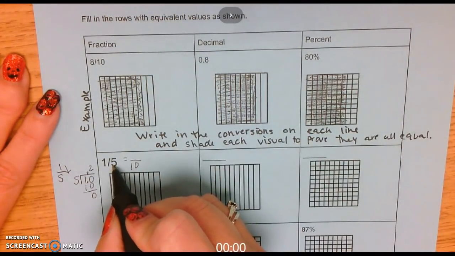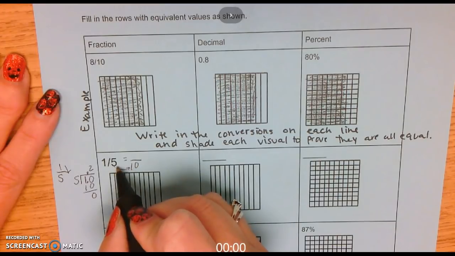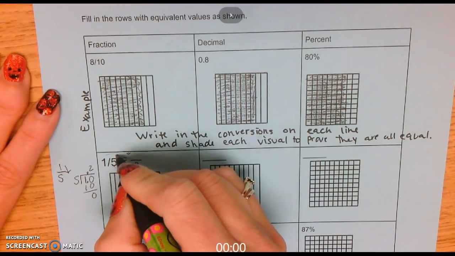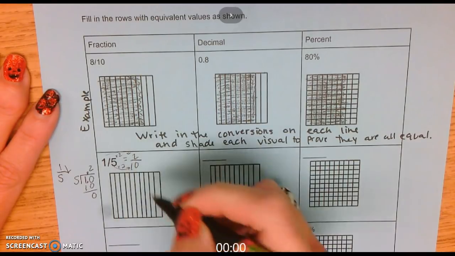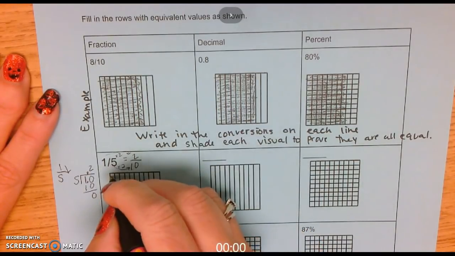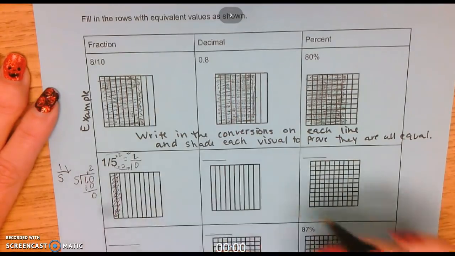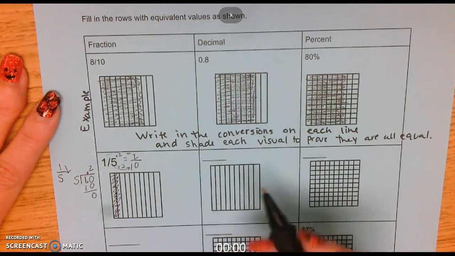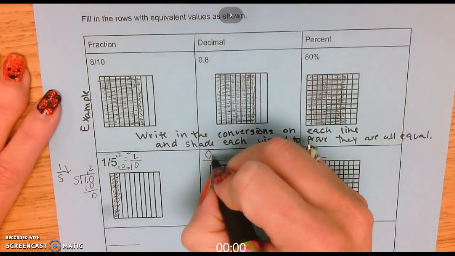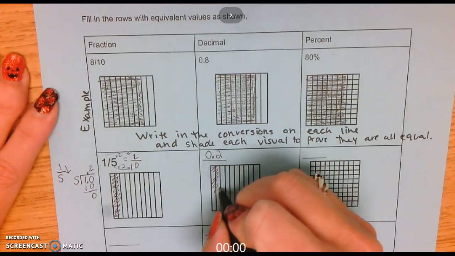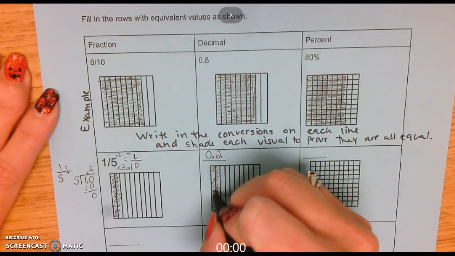So how many groups of 5 did it take me to get to 10? Times 2. Whatever I do to the bottom, I need to do the top, times 2. 2/10. So I would then shade in 2 out of 10 pieces. If I wanted this as a decimal, 2/10 would be 0.2. It would also be 2 out of 10 pieces.